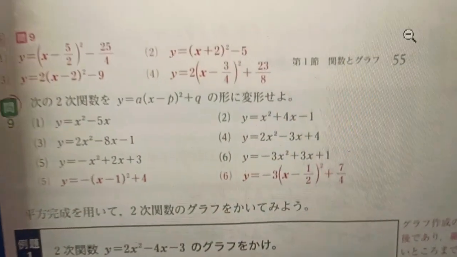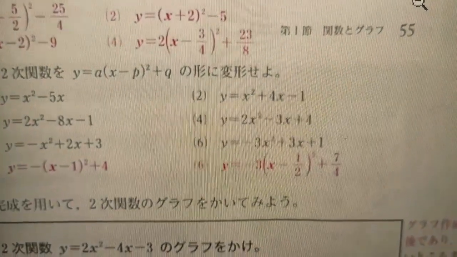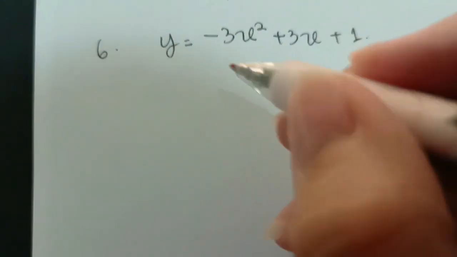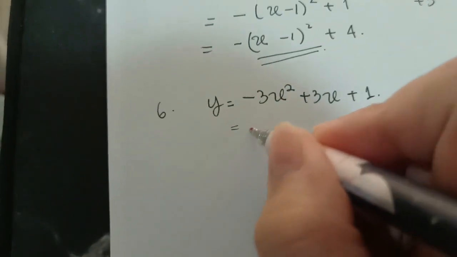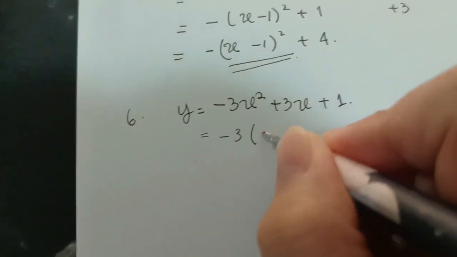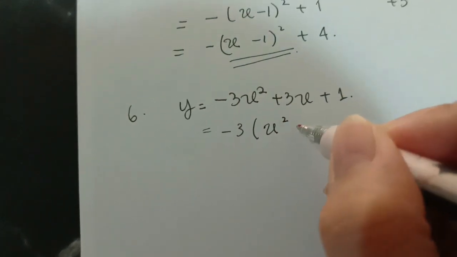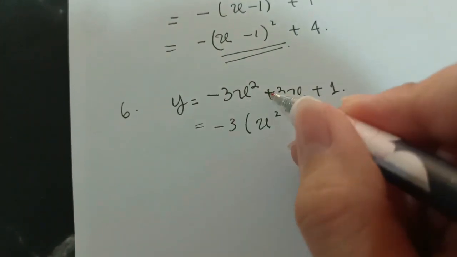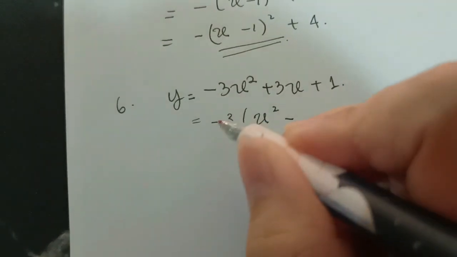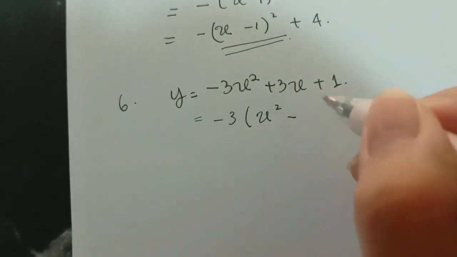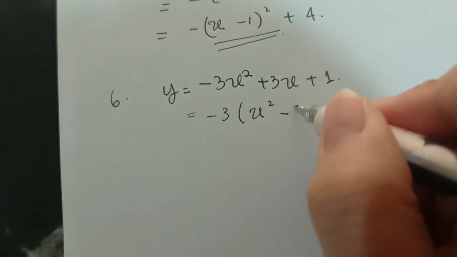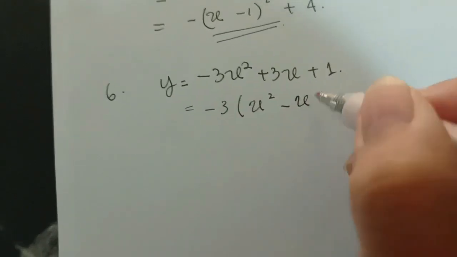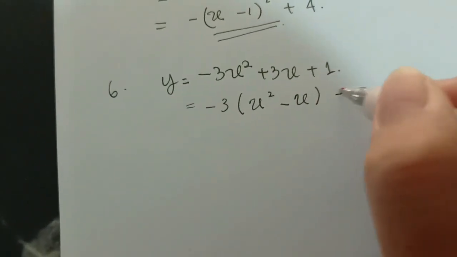Now, number 6. y equals minus 3x quadrat plus 3x plus 1. The first thing we have to do is take out the minus 3 over here. We eliminate the minus 3, it will be x quadrat. Because this is minus and this is plus, over here will be minus, because minus multiply minus is plus. Minus, because it has 3, right? 3 divided by 3 is 1, so we don't have to write the 1. Like this, right? Plus 1.